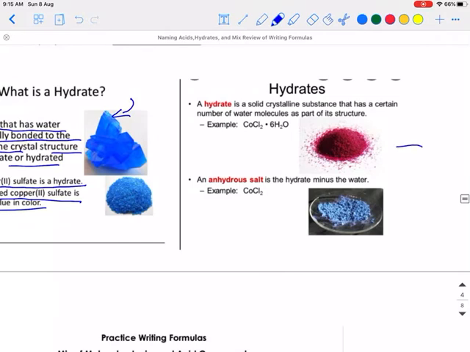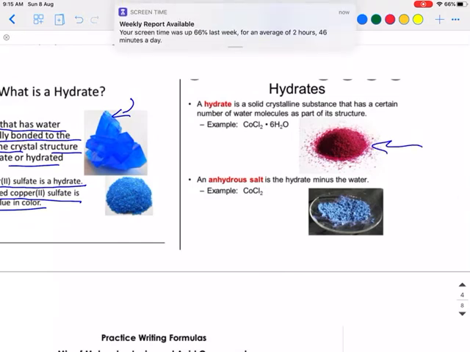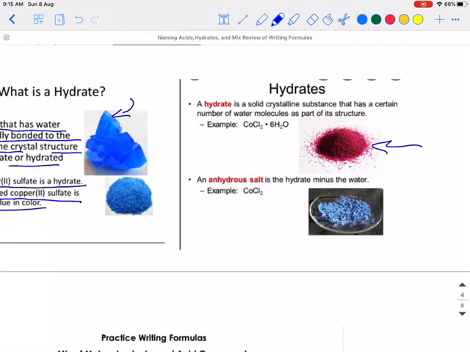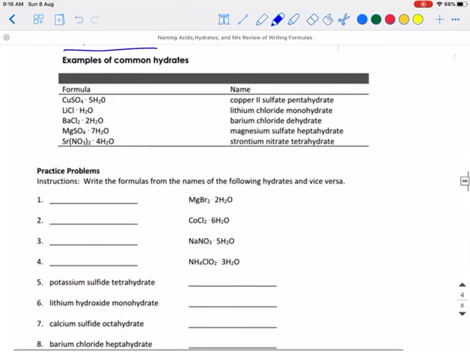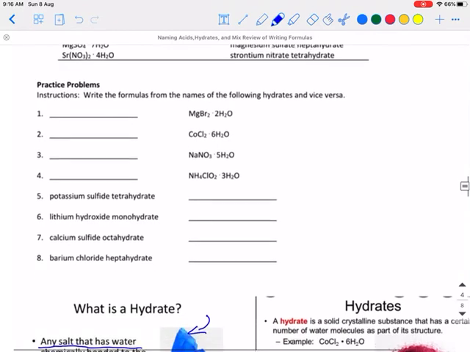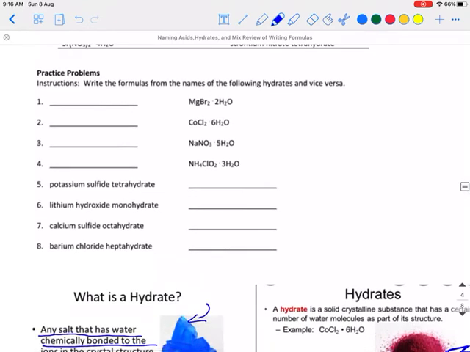Another example of hydrate, cobalt chloride, 6 molecules of water. This is pink. If we heat up this cobalt chloride hexahydrate, it will turn into blue, which is cobalt chloride without the molecules of water, and we call it anhydrous. Now, how do we name them? We name the compound as it is, and before the water molecule, we use the numbers di, tri, tetra, penta, etc. Let us see how.